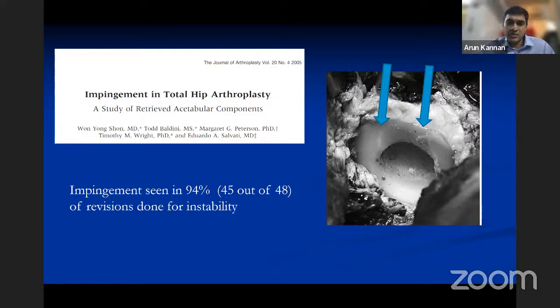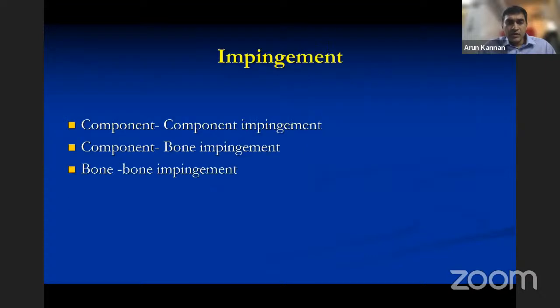If it is a recurrent dislocation, more so. If it's an early dislocator, you could probably blame it on soft tissue factors, but if it is dislocating again and again, there is a more serious factor involved, and often it is impingement. So impingement, I think we can categorize into three types. One is component impingement, the second is component bone impingement, and the third is bone impingement.